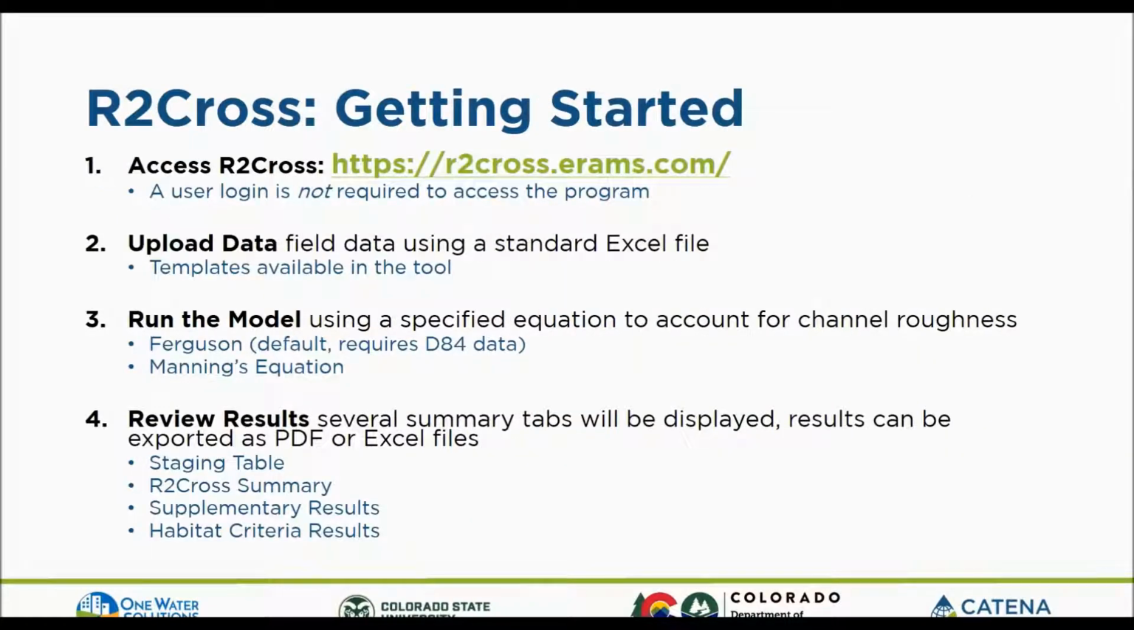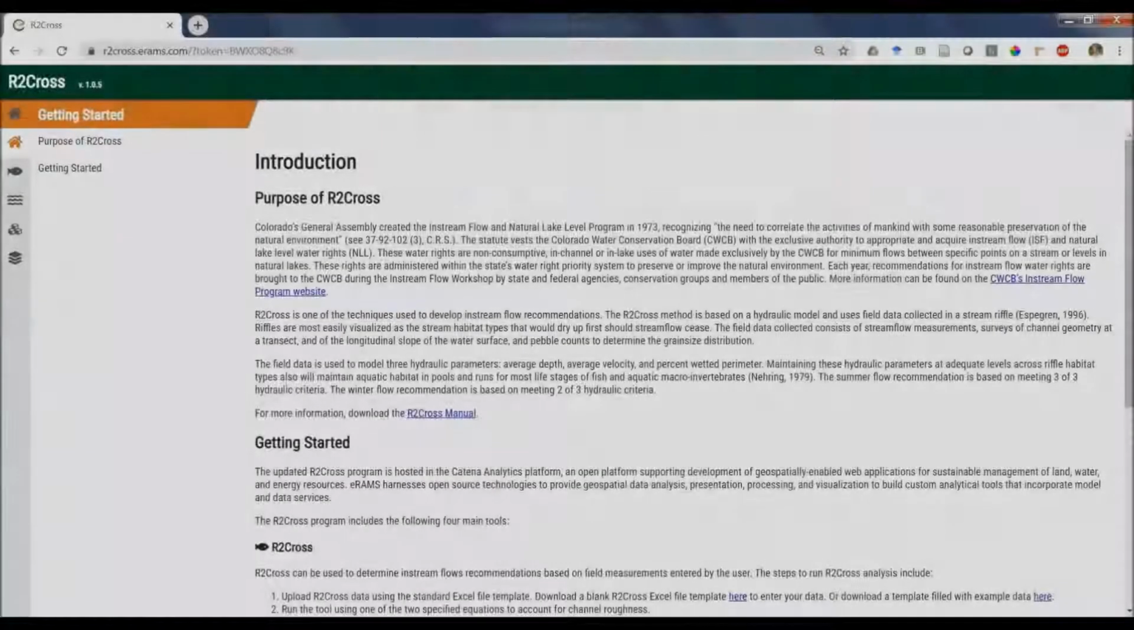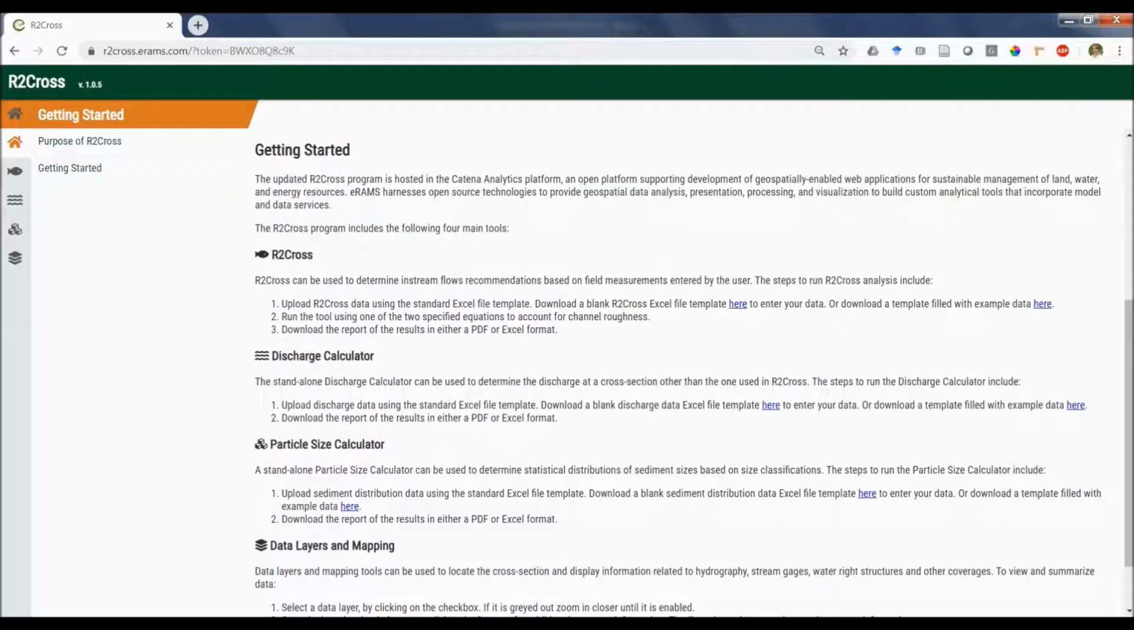The R2Cross program can be accessed by visiting r2cross.erams.com, and by completing 4 simple steps, users can begin analyzing data for in-stream flow recommendations. From the home page, you will find introductory materials and background information under the Getting Started section. The left dashboard provides access to the 4 primary components of the program, along with simple quick start instructions.